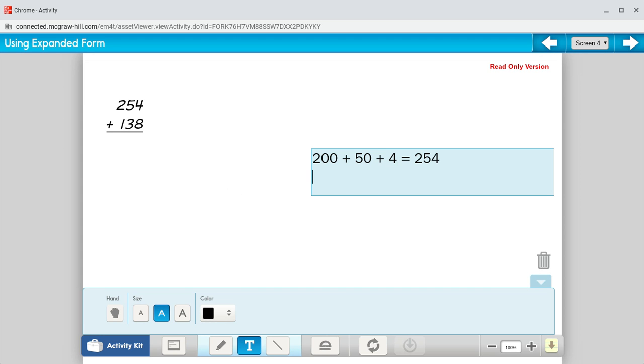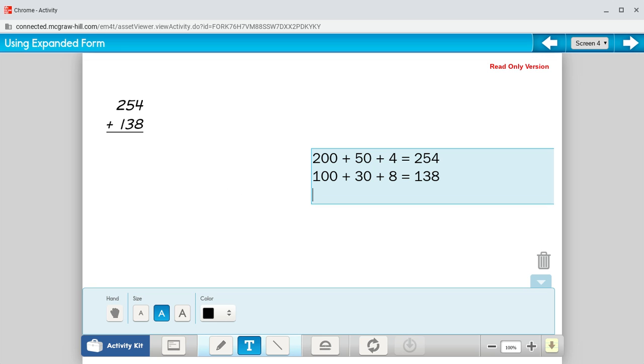254. Just like that, right? 138. We do it the same way. As you read the number, break it down into its parts. 138. Okay, and that gives us 138.